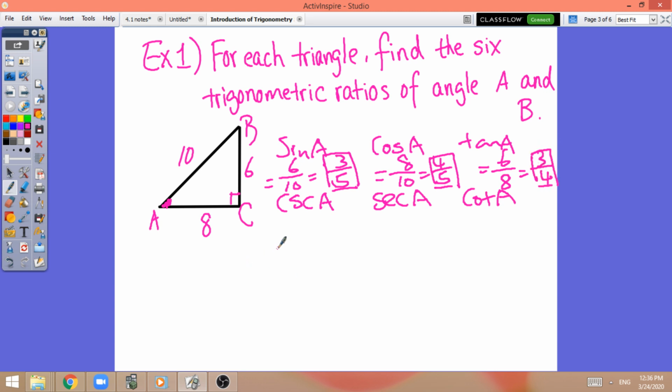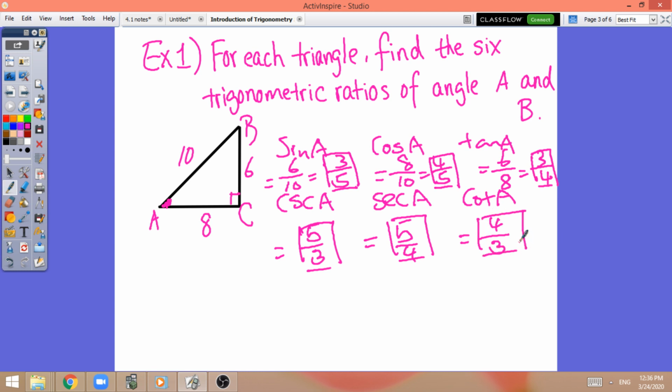And now, what about cosecant of A? Cosecant of A is just the reciprocal of sine of A, which means it's 5/3. Secant is just the reciprocal of cosine of A, so it's 5/4. And then for cotangent of A, the reciprocal of tangent, so 4/3. Okay? Again, for the final solution, you just want to box it. So the homework for 5.2 should be relatively easy.